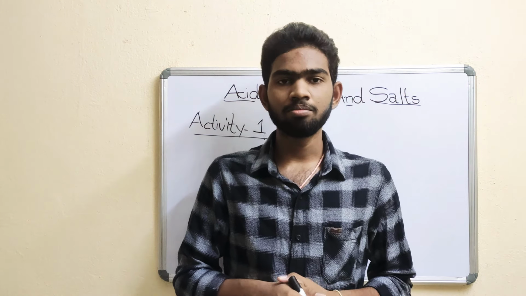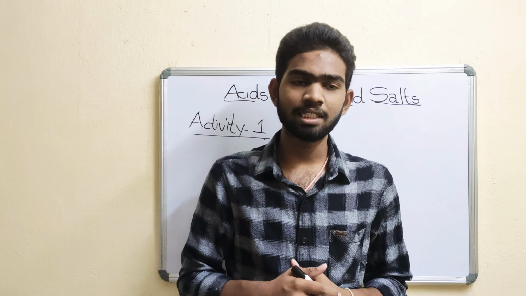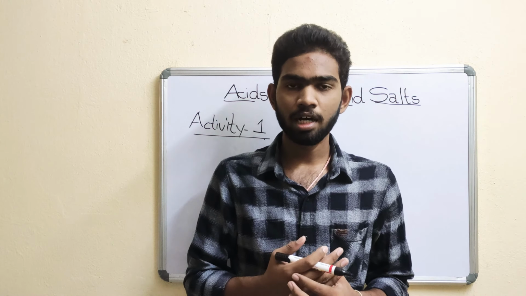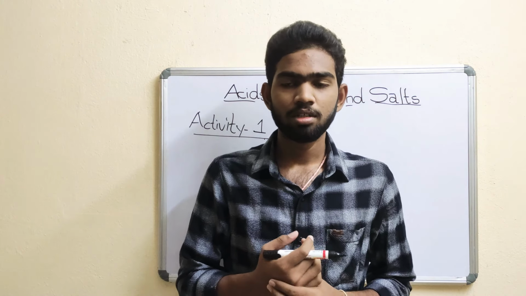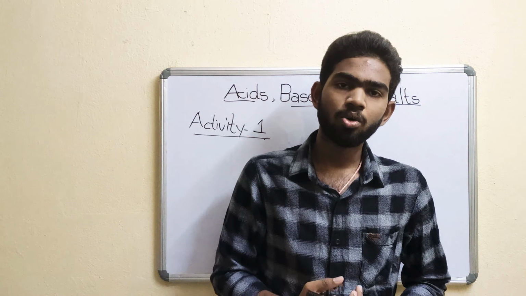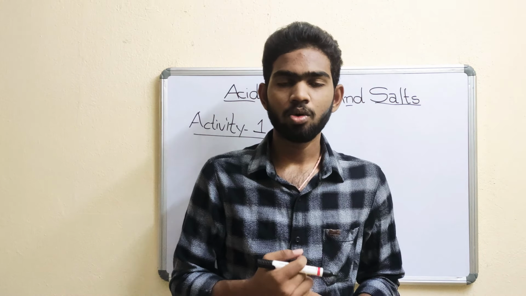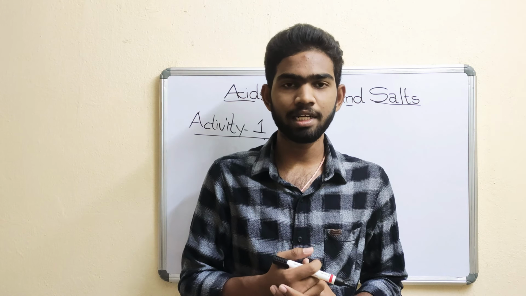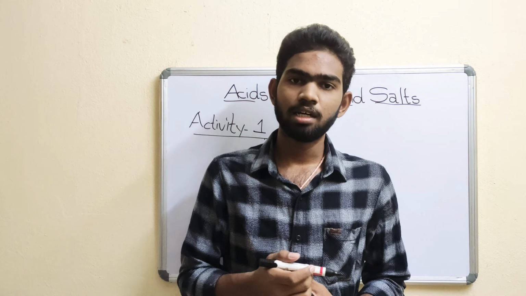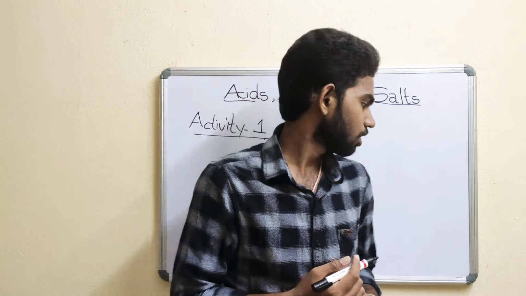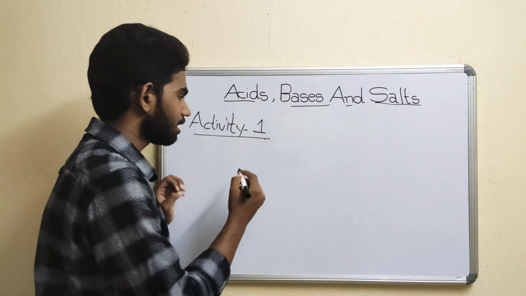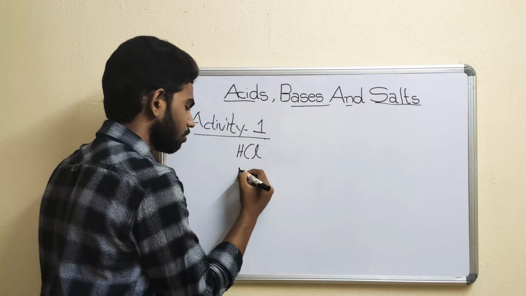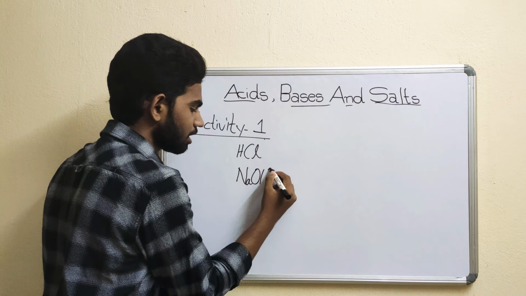We have to test whether they are acids or bases using the given indicators: litmus paper, phenolphthalein and methyl orange. These are synthetic indicators. We have to know and justify when the color changes in acids and when the color changes in bases. We first take the acid HCl and the base NaOH. There are many more in the textbook.